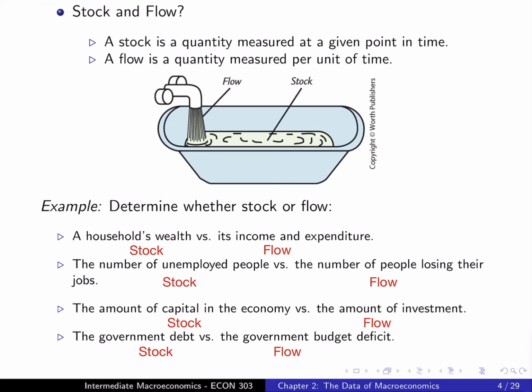The number of unemployed people is a stock, versus the number of people losing their jobs is a flow. The amount of capital in the economy is a stock, versus the amount of investment is a flow. The government debt is a stock, versus the government budget deficit is a flow. This distinction helps us interpret economic data correctly. Stocks reflect levels and flows reflect changes over time.